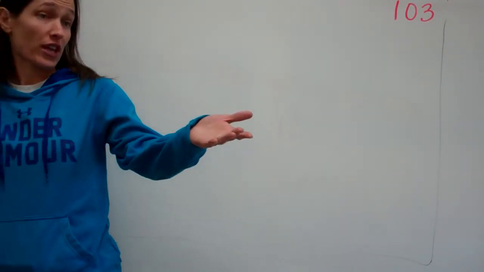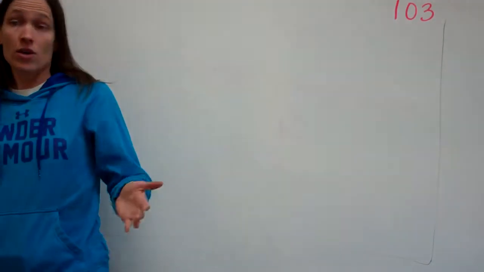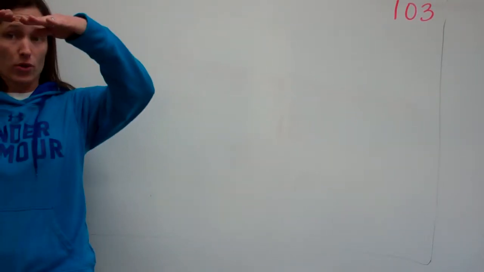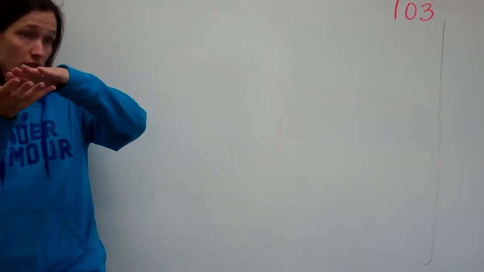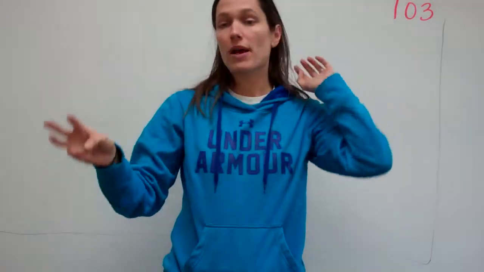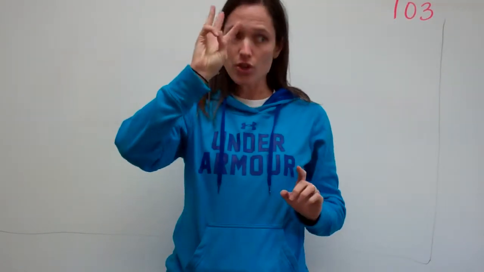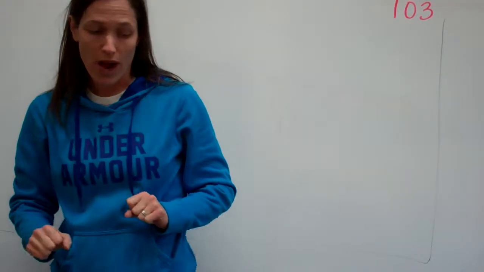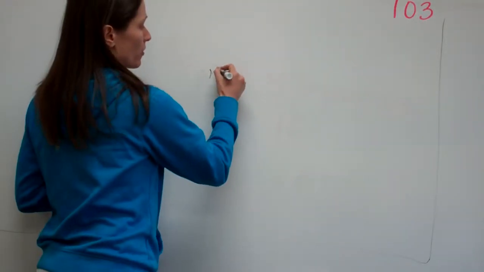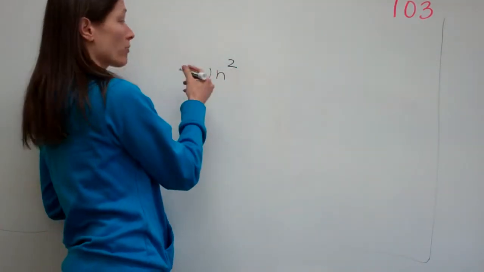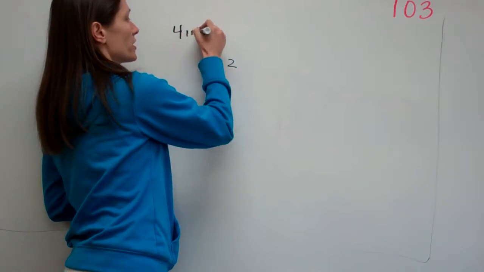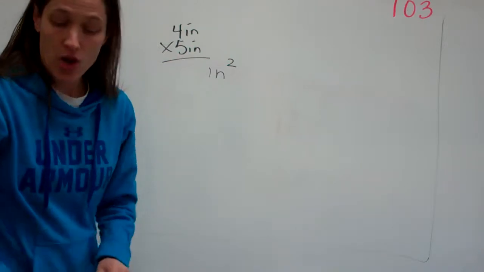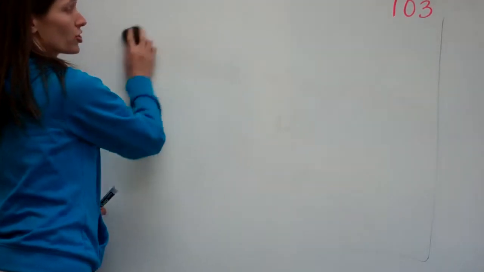Or if you think about an aquarium, you need to know how long the aquarium is, how wide the aquarium is, and how tall the aquarium is, so you know how much water it needs. So, volume has how many dimensions? 3. Area has how many dimensions? 2. That's why when we write inches, we put inches squared, because we are multiplying 4 inches times 5 inches. Does everybody remember that?